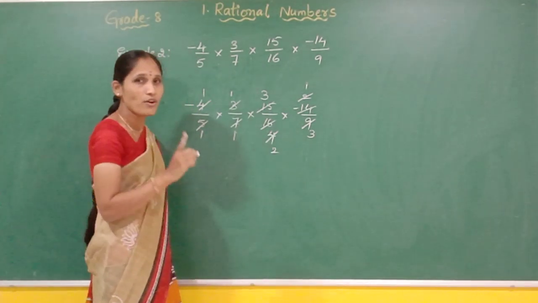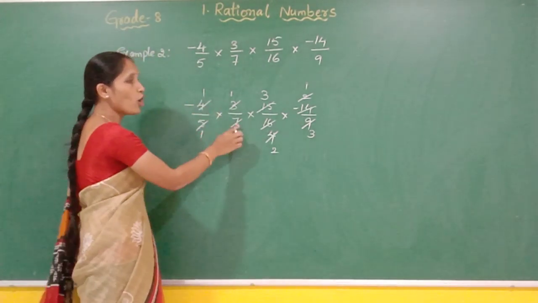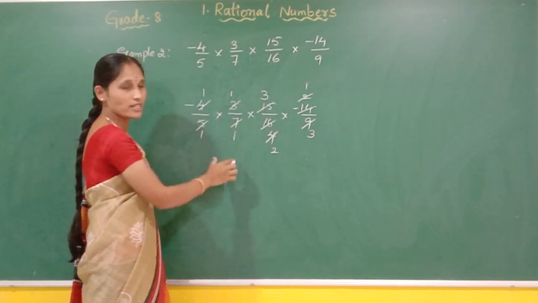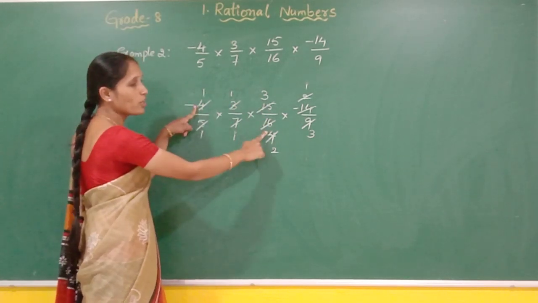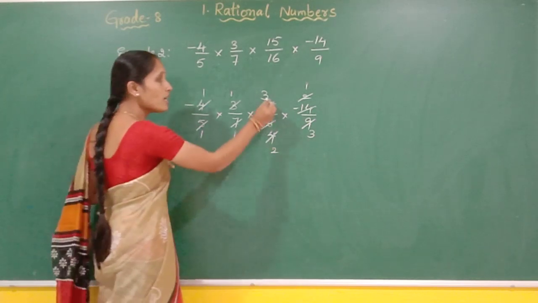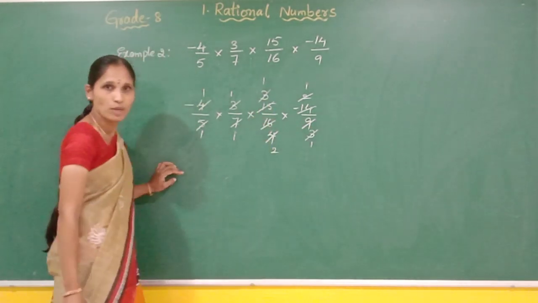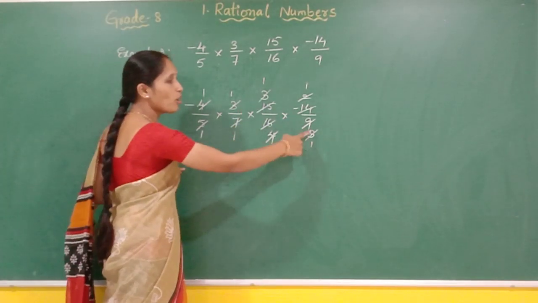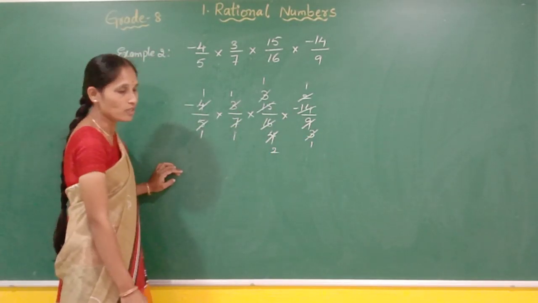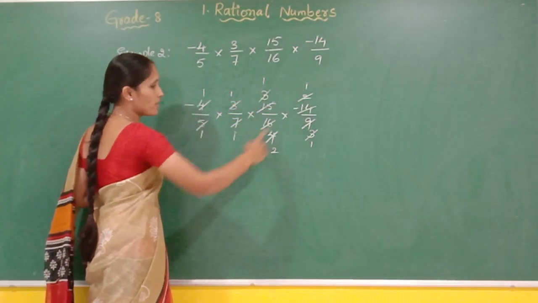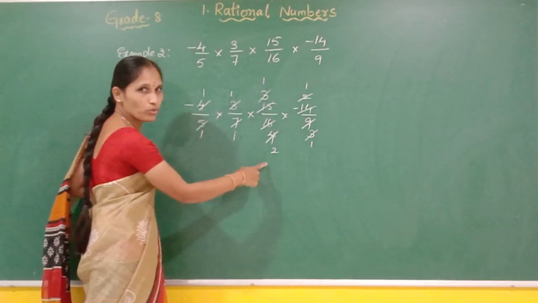But every time we have to cancel a numerator and a denominator only. Don't cancel two denominators at a time or two numerators. Any one numerator and one denominator only. Here numerator 3 and denominator 3 are cancelled by 3. Now check any more. Yes, all the numerators are 1. The denominator is 2.